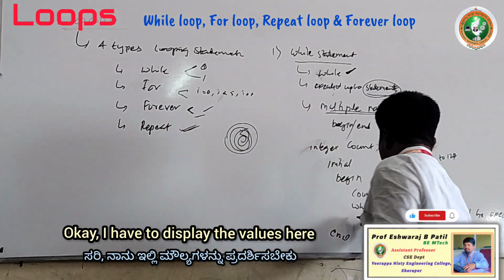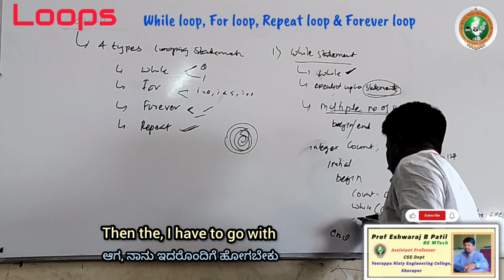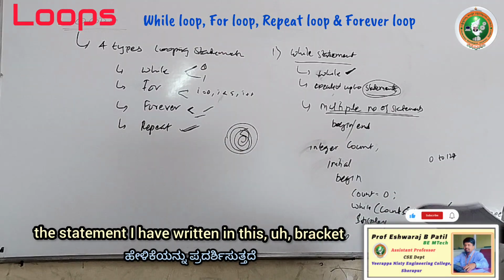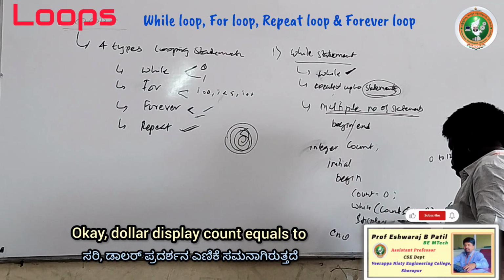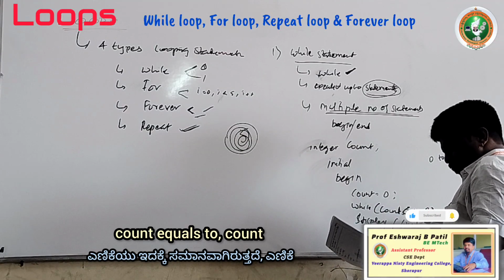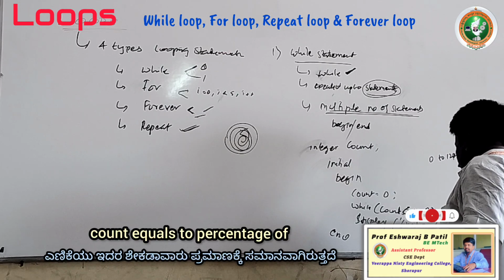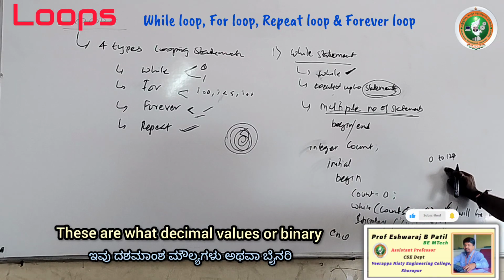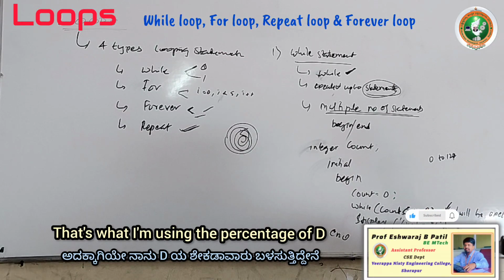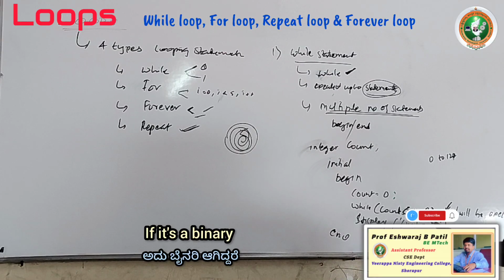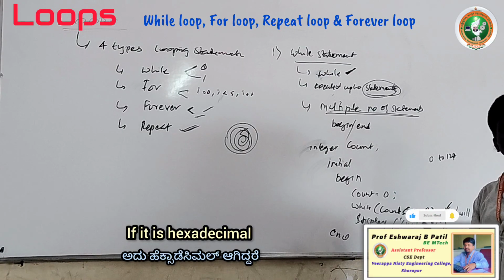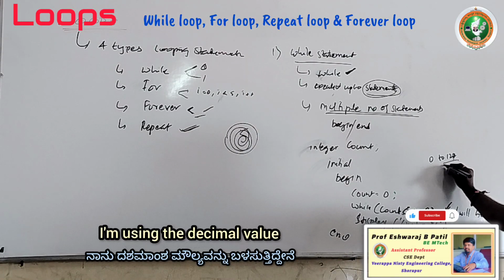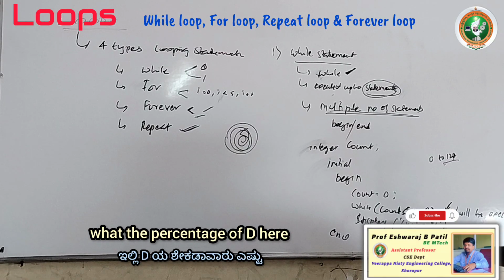Okay, I have to display the values here. For that I have to go with $display. $display will display whatever statement I write in this bracket. $display count equals %d. D is decimal value. Are these decimal values or binary? Decimal. That's why I am using %d. If it is binary, %b. If it is hexadecimal, %h. We have studied these things already in the basics. Yes, I am using the decimal value, so I have taken %d here.